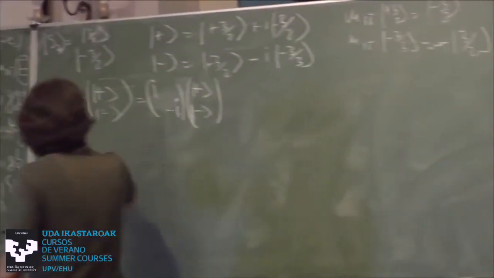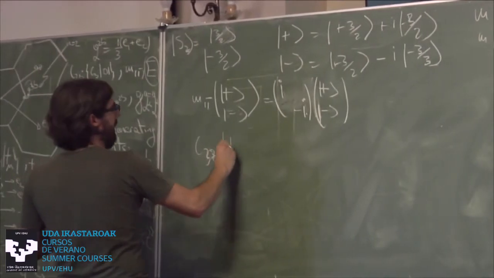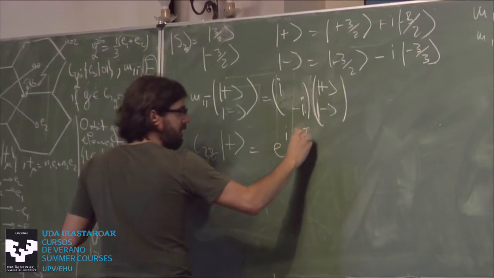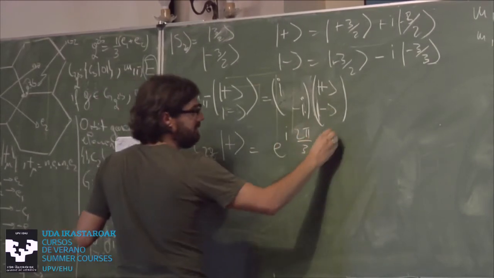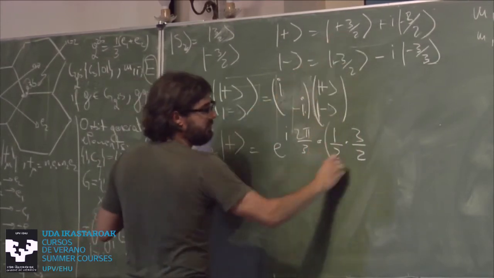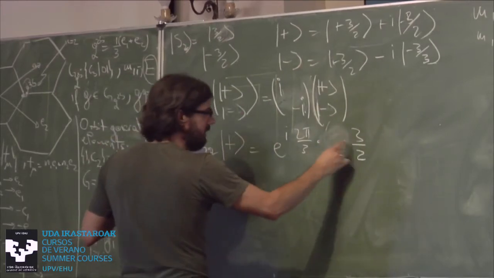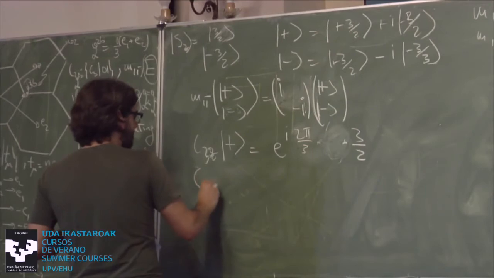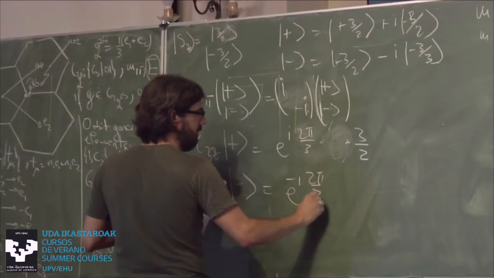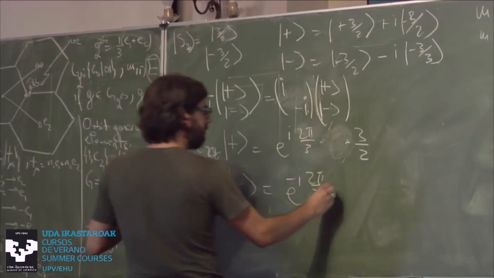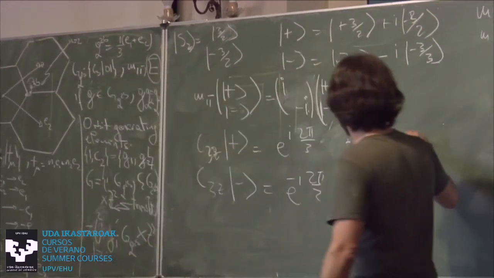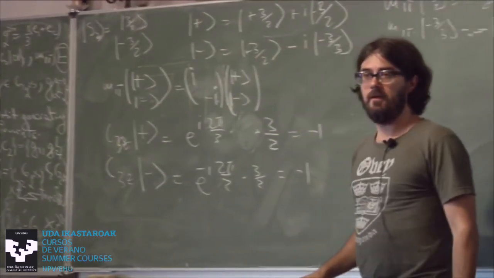Here, what you find out is that C3 on plus will give you e to the I 2 pi over 3, which is the rotation, times 3/2, which is the spin, so e to the I 3 pi over 3. Okay, and C3Z on minus is equal to e to the I minus 2 pi over 3 times minus 3/2. So this is minus 1. This is minus 1. Okay?